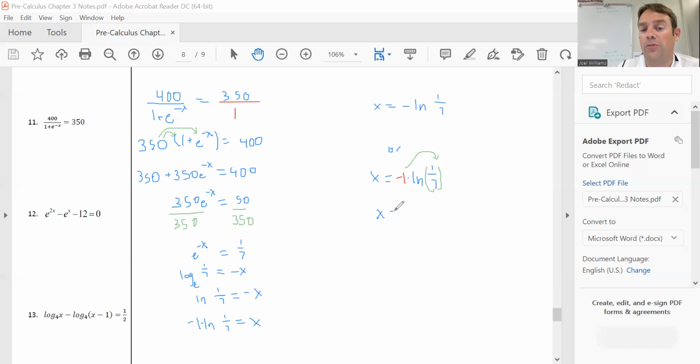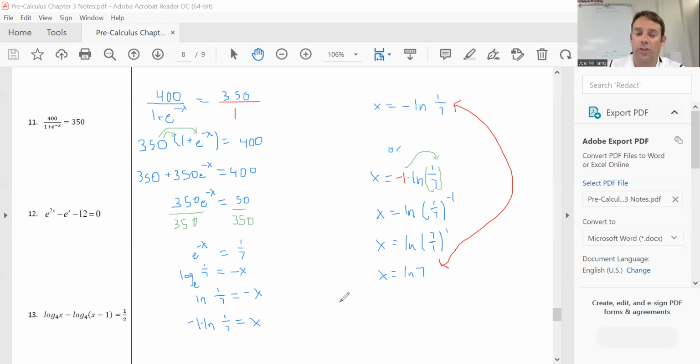So then if I were to choose to do something like that, I'd have natural log of 1/7 to the -1. And to get rid of that negative exponent, I just have to flip my natural log. So natural log would become 7/1 to the first power, which is the same thing as natural log of 7. So it turns out that this answer is the same thing as that answer. I don't really care how you do it. You're just going to take your pick, whatever one you want to go with, knock yourself out.